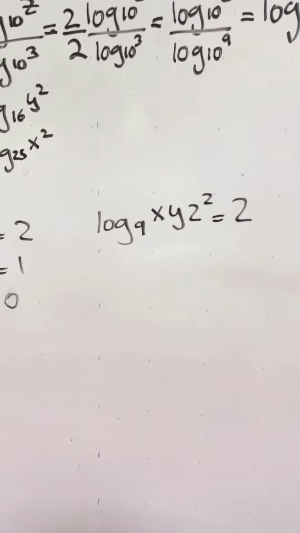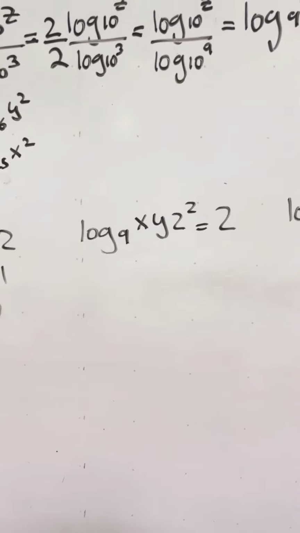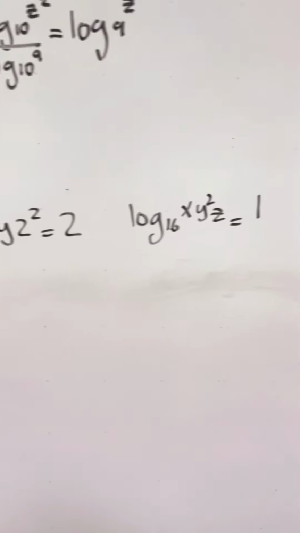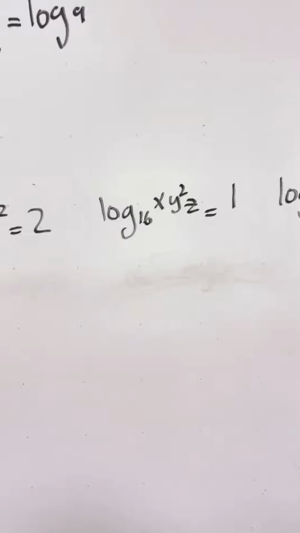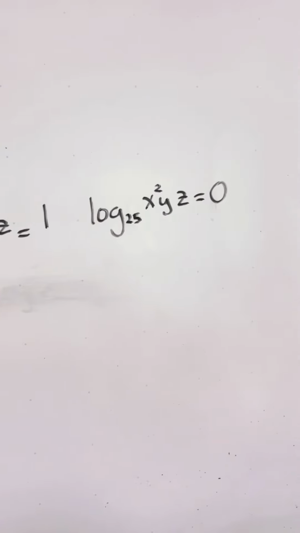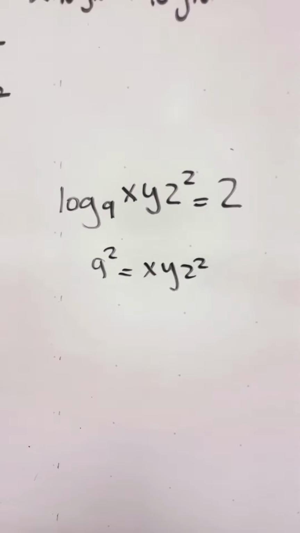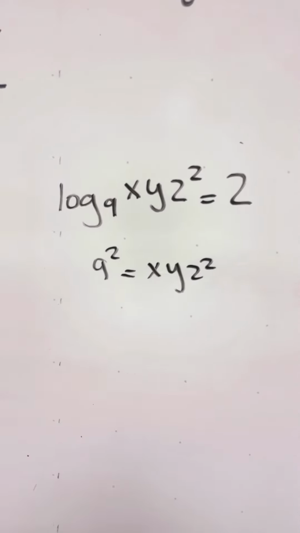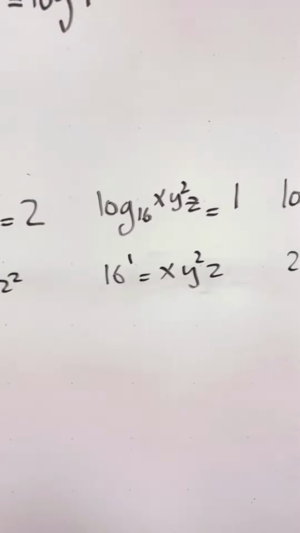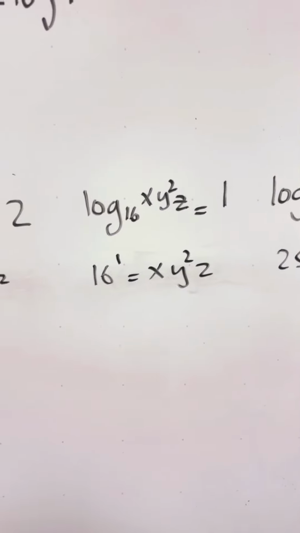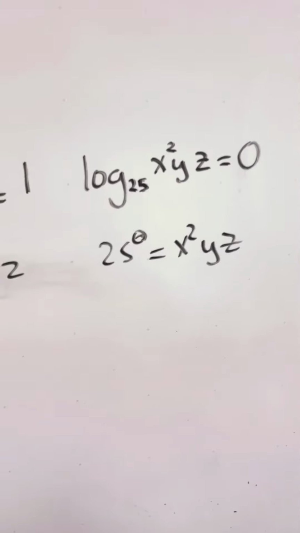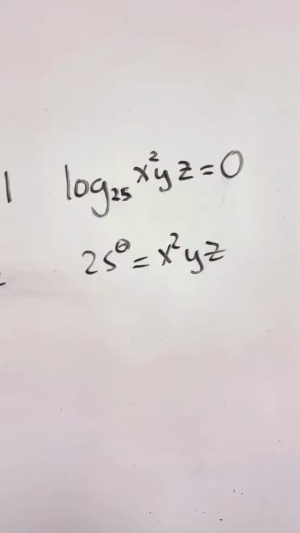So the first equation becomes log base 9 x times y times z squared equals 2, log base 16 x times y squared times z equals 1, and log base 25 x squared times y times z equals 0. Then we can convert each of these into their exponential forms. So we have 9 squared equals x y z squared, 16 to the power 1 is equal to x y squared z, and 25 to the power 0 equals x squared y z.